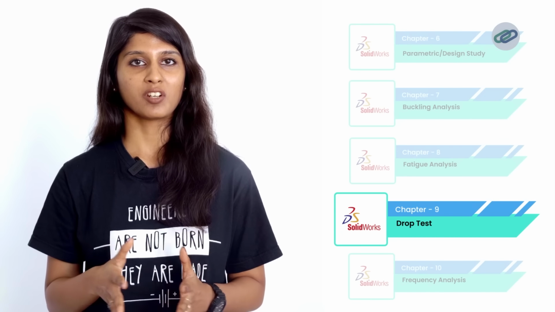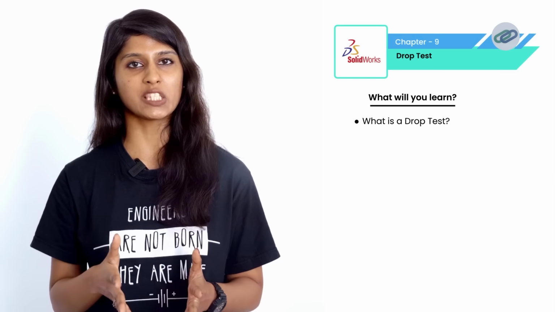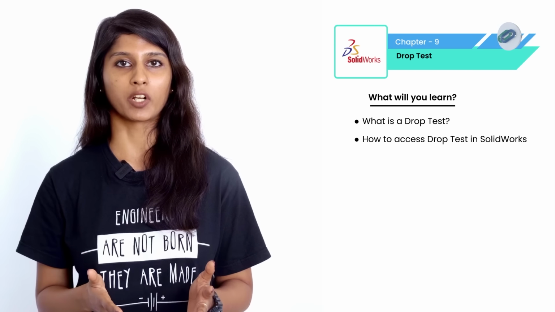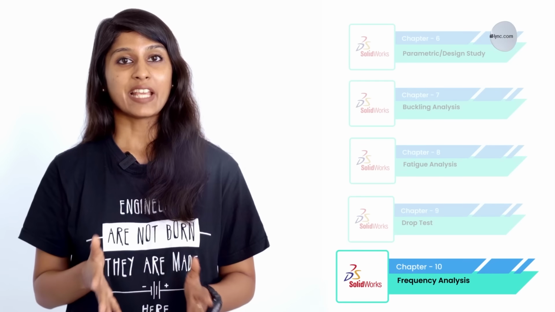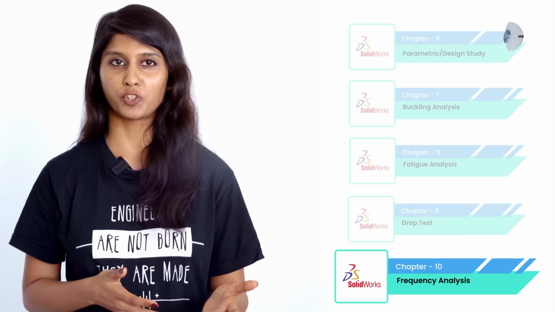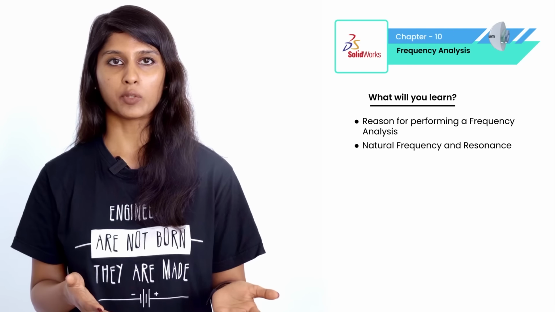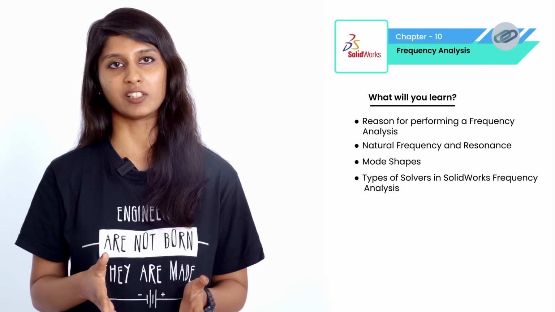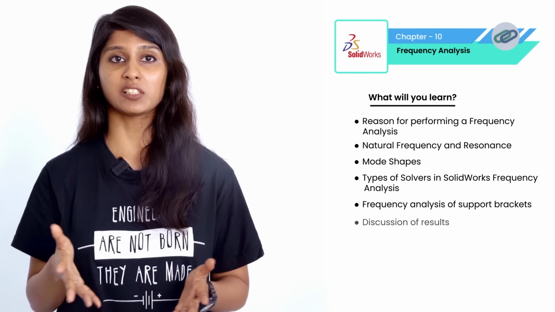In the ninth chapter, we'll review drop tests, which are used to assess how well an object withstands impacts from various heights. We'll cover how to access drop test features in SOLIDWORKS and perform a drop test on a PCB board, discussing the results. In the 10th chapter, we'll examine frequency analysis to determine the vibration characteristics of a structure. We'll discuss the reasons for performing frequency analysis, natural frequency, and resonance, mode shapes, and types of solvers in SOLIDWORKS frequency analysis. We'll perform frequency analysis on support brackets and discuss the results.